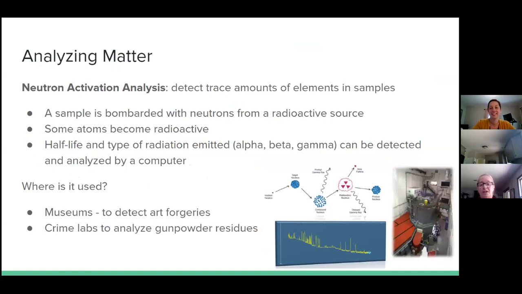All right, so I'm going to talk about analyzing matter, and the first thing is the neutron activation analysis. So what this does is it detects trace amounts of elements in samples. So you have a sample that's bombarded with neutrons from a radioactive source. So some atoms will become radioactive, and then half-life and type of radiation emitted can be detected and analyzed by the computer. So it's used in museums to detect art forgeries, and in crime labs to analyze gunpowder residue.